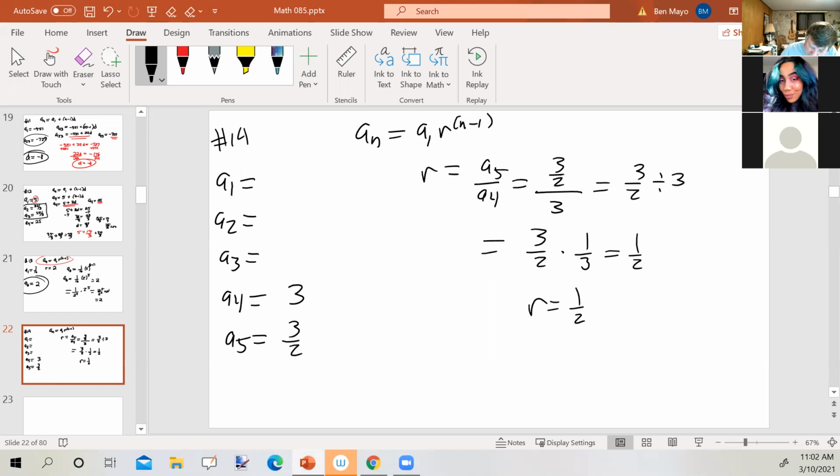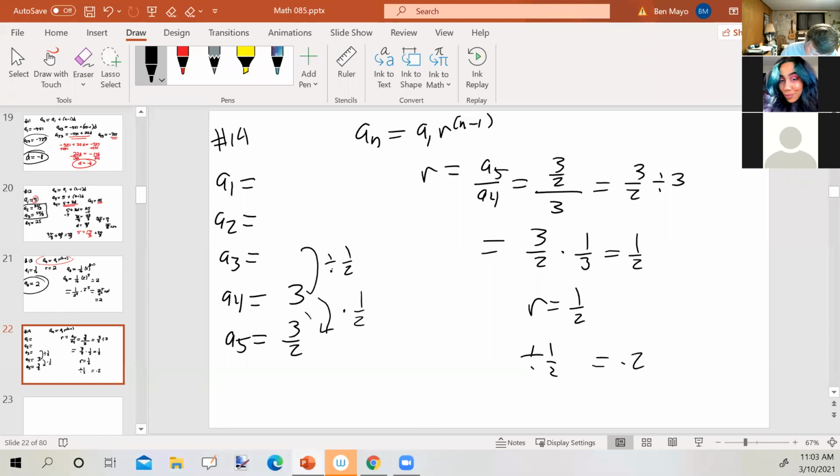If going forwards, we would multiply by the common ratio. So from here to here, we'd go times 1/2. Going backwards, we would divide by 1/2. Does that make sense? Going one direction, you're multiplying, so going the second, you're dividing. So we're going to divide by 1/2. But isn't dividing by 1/2 the same thing as multiplying by 2?